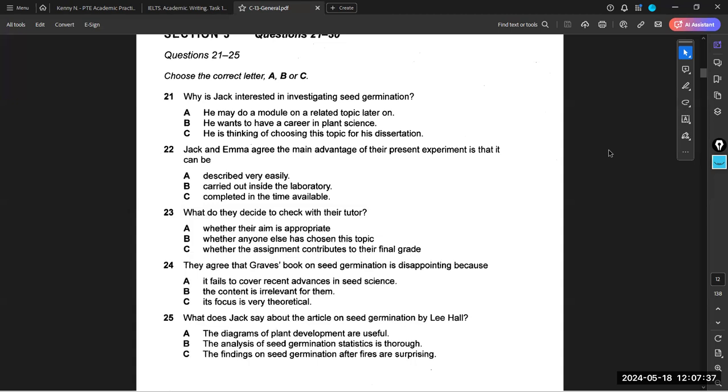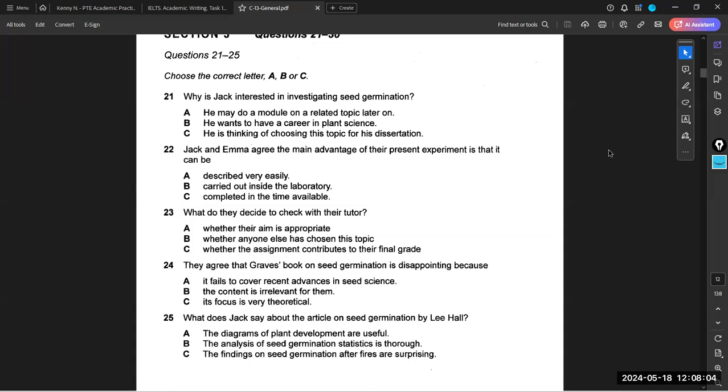Yeah, we need to have a word with the tutor if we're going to go ahead with it, though. I'm sure our aim's okay. It's not very ambitious, but the assignment's only 10% of our final mark, isn't it? But we need to be sure we're the only ones doing it. Yeah, it's only 5%, actually. But it'd be a bit boring if everyone was doing it.